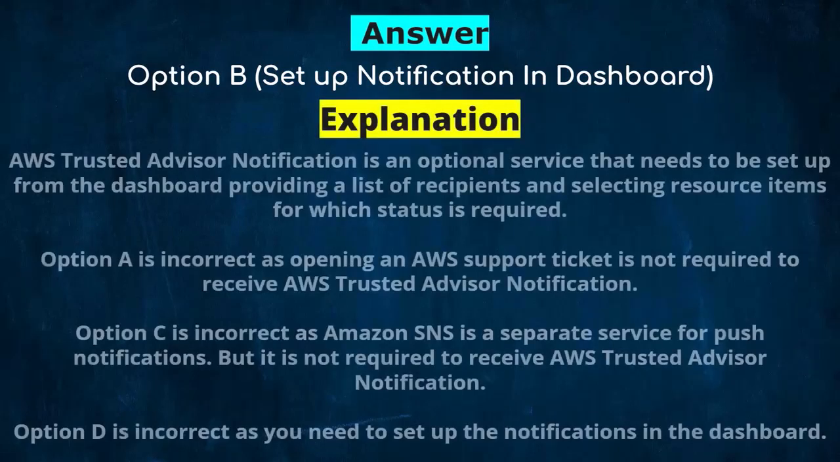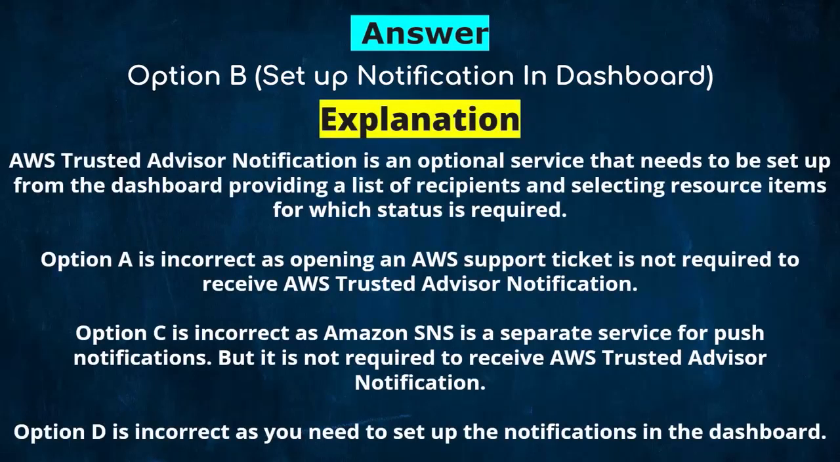Explanation. AWS Trusted Advisor notification is an optional service that needs to be set up from the dashboard, providing a list of recipients and selecting resource items for which status is required. Option A is incorrect, as opening an AWS support ticket is not required to receive AWS Trusted Advisor notification. Option C is incorrect, as Amazon SNS is a separate service for push notifications, but it is not required to receive AWS Trusted Advisor notification. Option D is incorrect, as you need to set up the notifications in the dashboard.